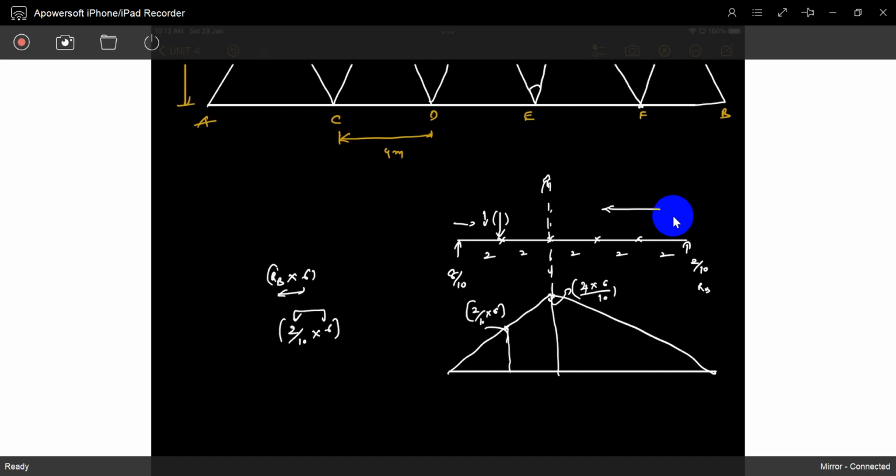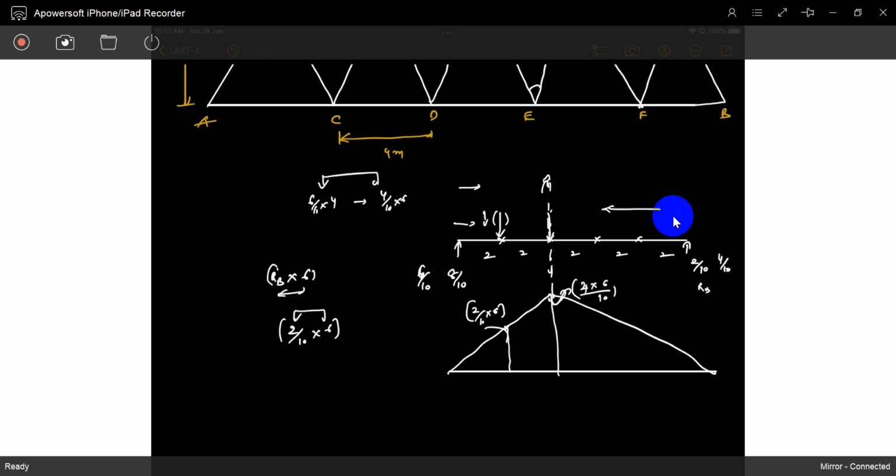If the load is at exactly this place, what is this value? This value is 6 by 10. This value is 4 by 10. Now you can take anything. From this side you will get 6 by 10 into 4, or from this side 4 by 10 into 6. Both are the same. Now that is the value of this.